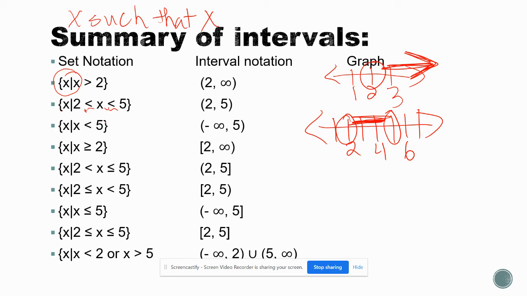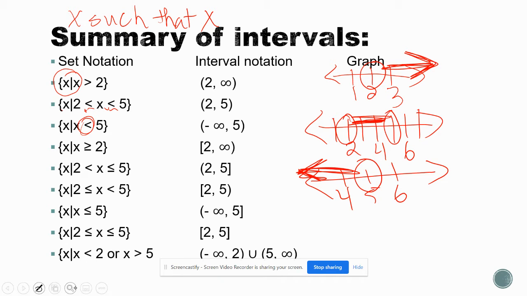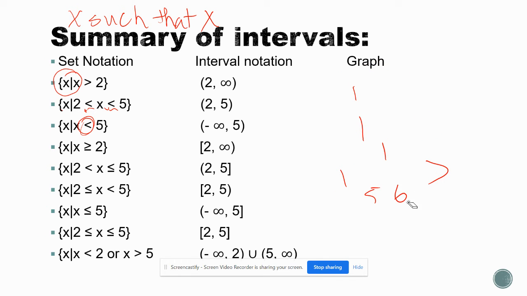X such that x is less than 5. Less than is negative infinity, so interval notation, negative infinity to 5. Again, there's no equal to here, so the 5 has a parenthesis. Infinity always gets parentheses. This would be an open circle at 5, going to the left. X such that x is greater than or equal to 2. This gets a bracket because it's equal to.